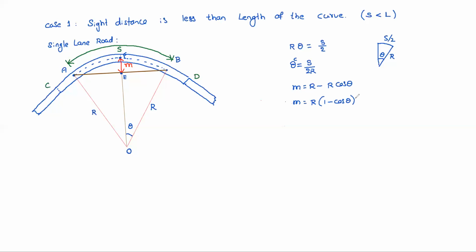You will get theta in radians. You can substitute in radians itself, not a problem. But mind it, your calculator must be in radians mode. Then only you will get the correct answer. Okay. Suppose if you have two lanes, what to do? Or multiple lanes, that also we'll see. Same case one, multiple lanes. Let us assume it is a two-lane road.